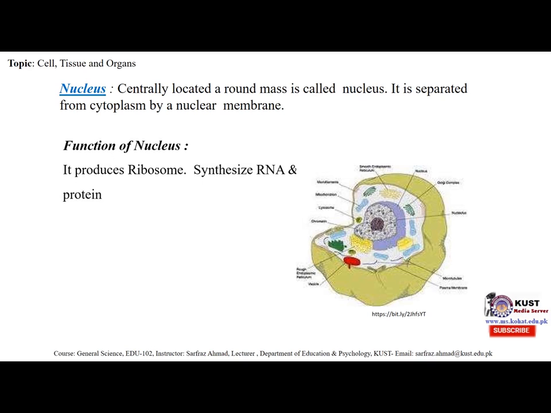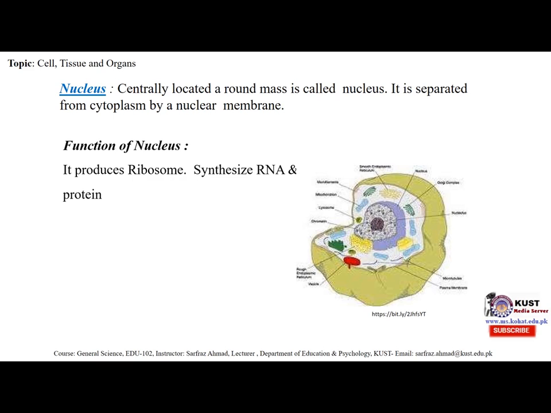Centrally located, a round mass is called the nucleus, and it is separated from the cytoplasm by the nuclear membrane. Some functions of the nucleus: it produces ribosomes, synthesizes RNA and protein, and the nucleus has a very important role to play. Remember that as it contains genetic material, it coordinates cell activities like protein synthesis and cell division.